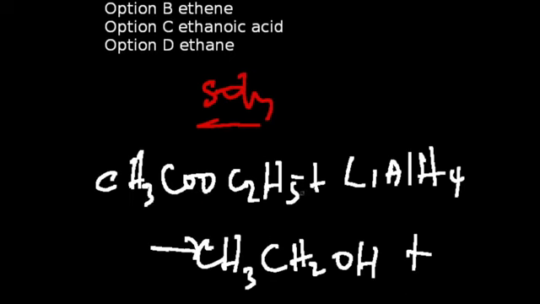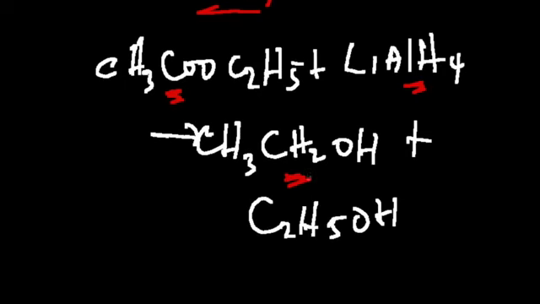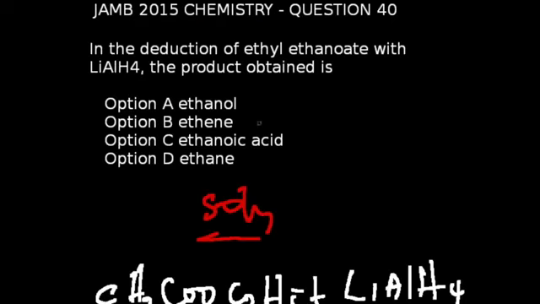So the reaction is simply ethyl ethanoate and lithium aluminum hydride. So when we react these together, we're simply going to have ethanol. So the correct answer to this question is option A, which is ethanol.